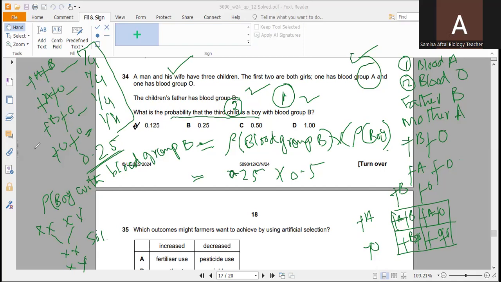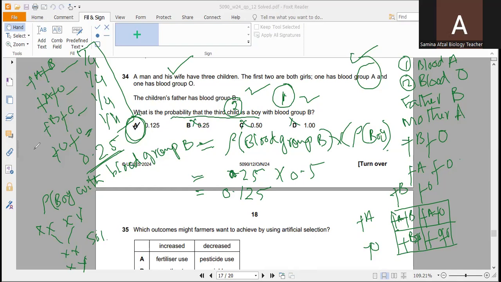So we will multiply both these probabilities with one another. According to this, it will be equal to 0.125. So A is the answer. 0.125 is the answer. Okay. So all other possibilities are not correct. Only A is the correct option, which is 0.125.